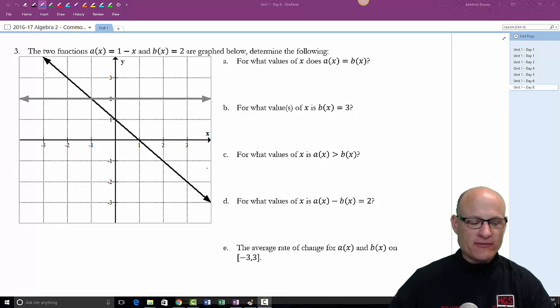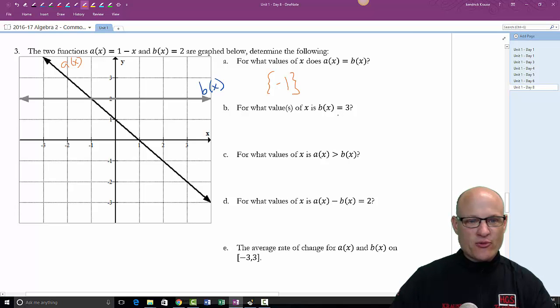Let's go. Ooh, this one was graphed already for us. That's nice. Let's do this. I don't know which one's which, so let's see. Well, obviously this is b of x because it is a horizontal line at 2, and then this must be a of x. All right, we'll quickly get to this. When do they equal each other? Right there at -1. Boom, not a problem at all.